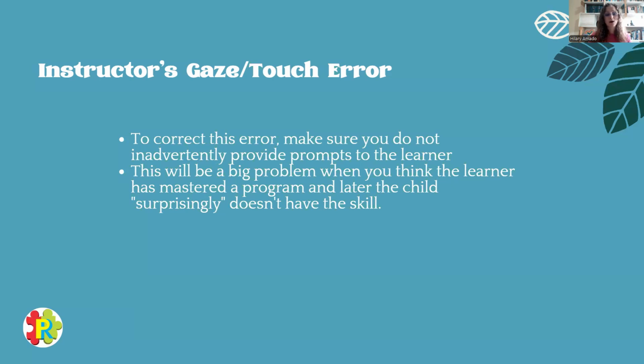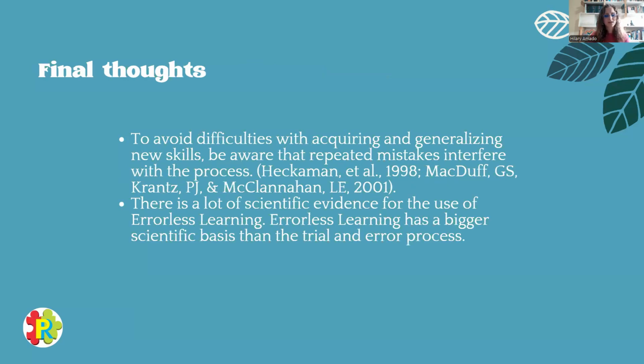This is going to be a big problem when you think that the learner has mastered a program and later that child surprisingly doesn't have that skill anymore. Here are just some final thoughts. To avoid difficulties with acquiring and generalizing new skills, be aware that repeated mistakes interfere with the process. There is a lot of scientific evidence for the use of errorless learning. Errorless learning has a bigger scientific basis than the use of trial and error.